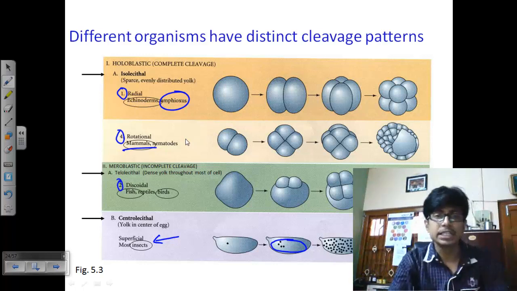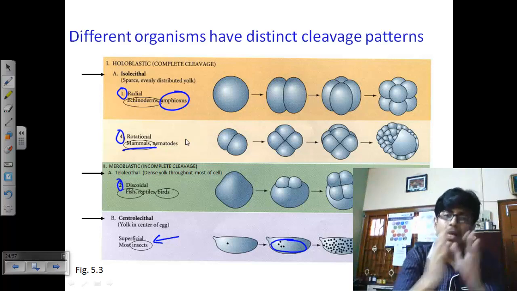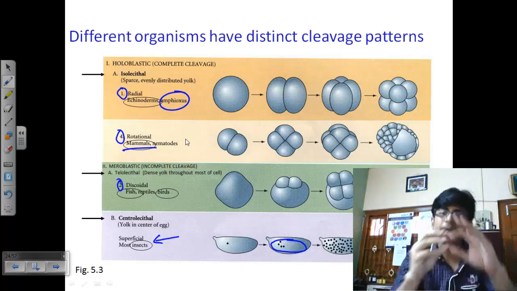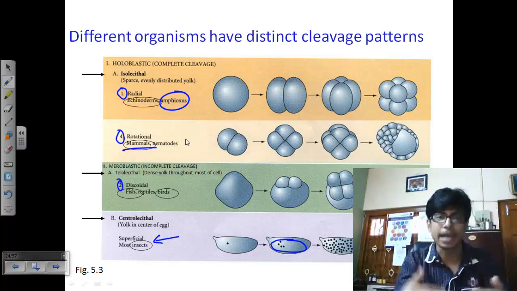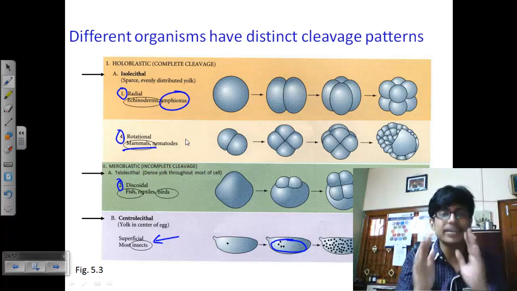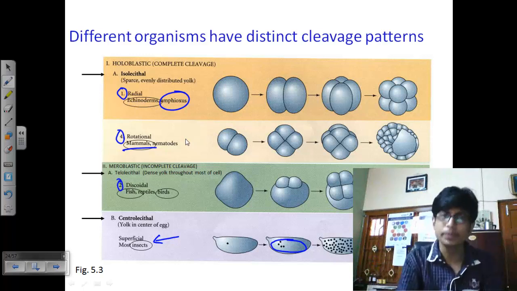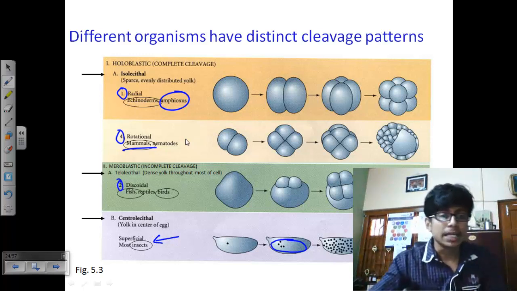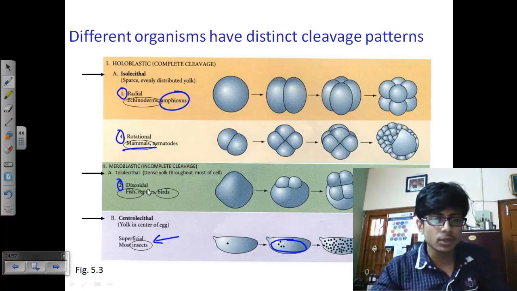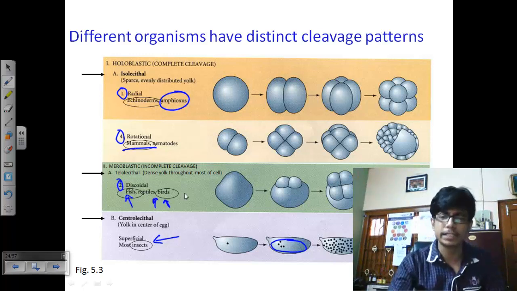In rotational cleavage, they will rotate the way a cell is divided, the way the microtubules are arranged. So there are different types in the case of mammals. But in radial, it will be a set type, whether it's straight or cross, it will be distinct from before. The third kind is discoidal. Examples are fish, reptiles, birds, all of them have discoidal cleavage.